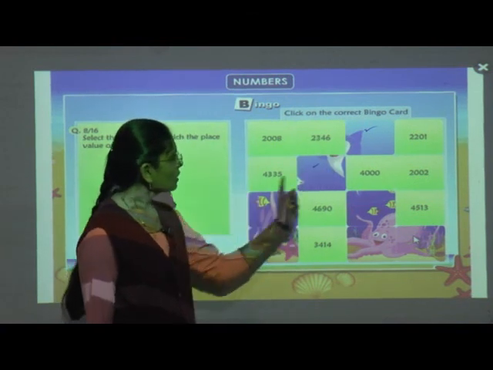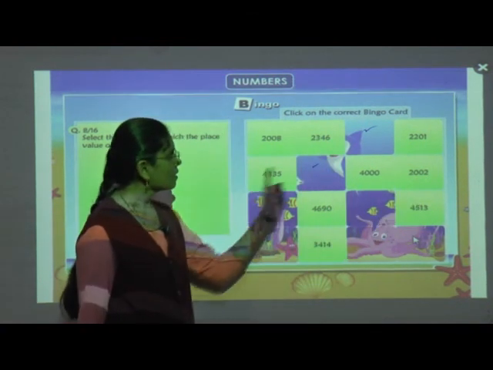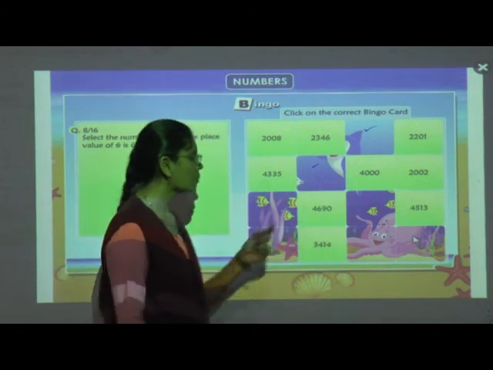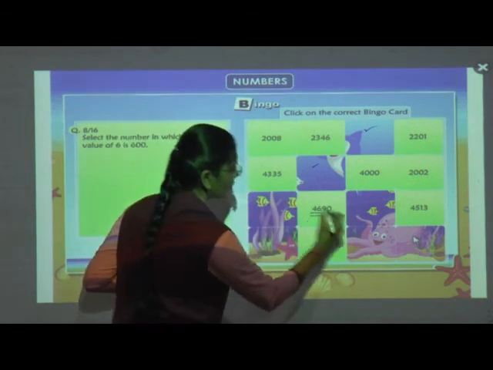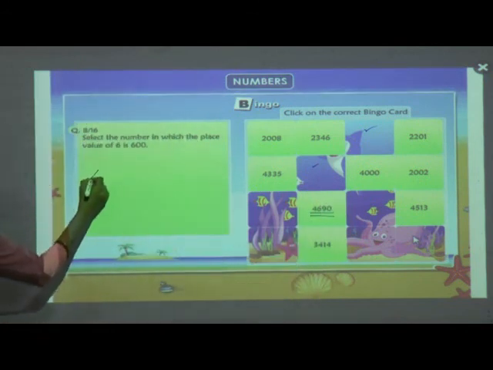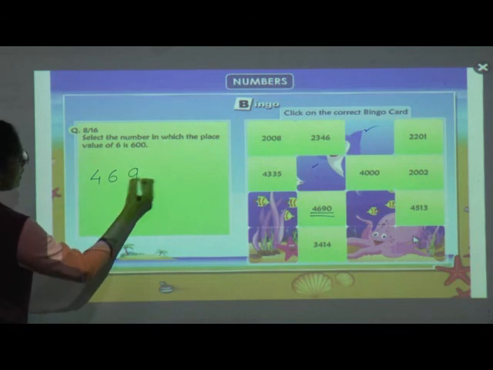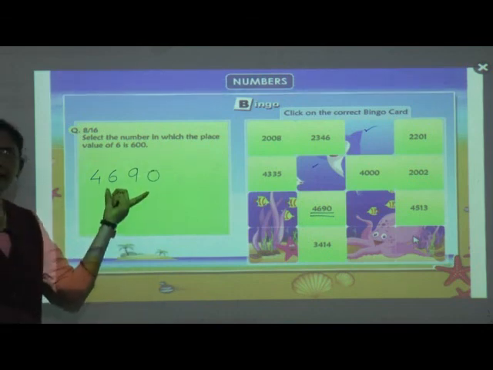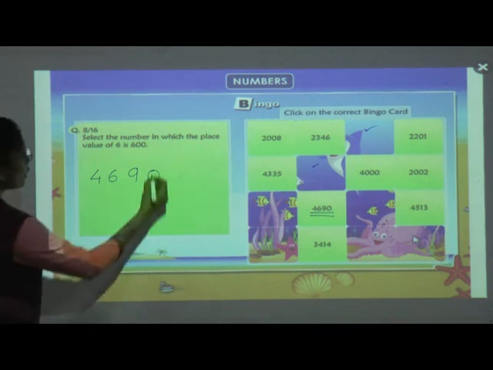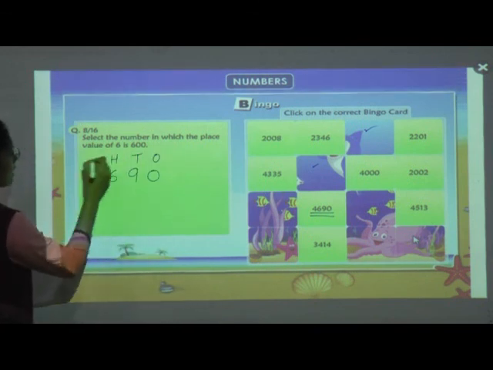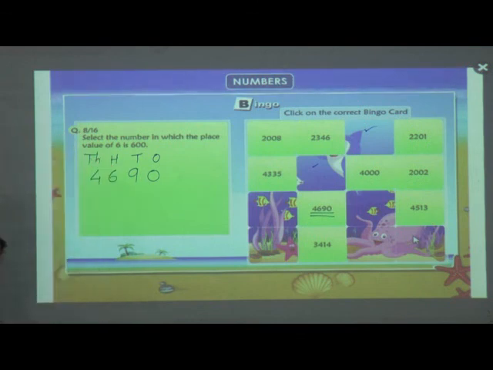Now move to the next. Can you see 6 anywhere? Yes, the 6 is here in this number. I will just copy that number here: 4690. Then what do we have to do? We have to write the places at the top. So this is ones place, this is tens place, this is hundreds place, and this is thousands place.